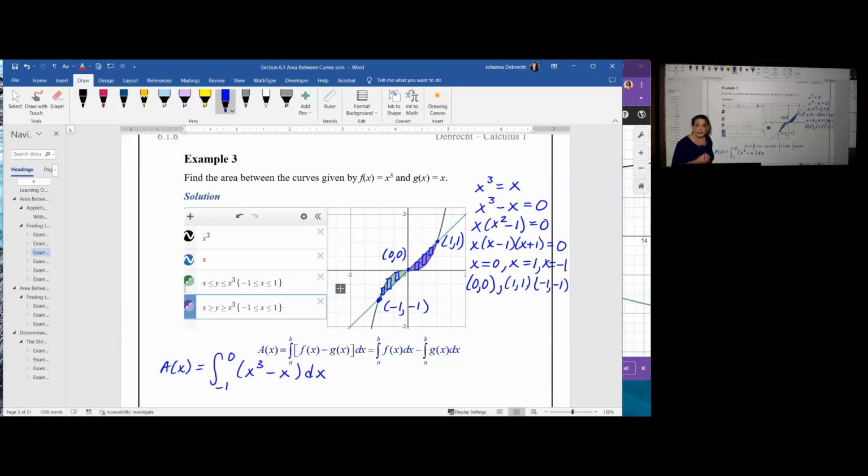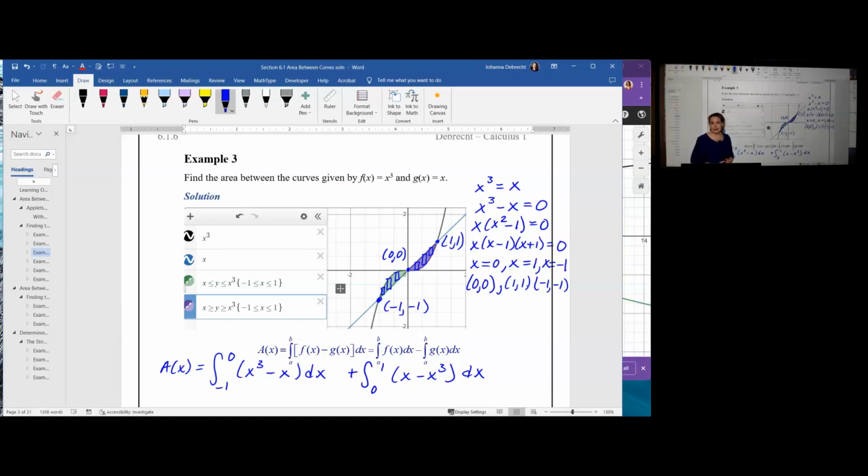Now I need to find the area on the other side. In this case, the line is above the cubic. So I'm going to add the area between x equals 0 to x equal 1 of x minus x cubed dx. To get the area to come out to be strictly positive, you have to be careful to always take the above function minus the below function when you're integrating with respect to the independent variable, here x.